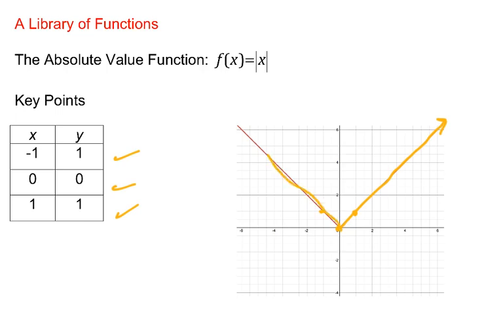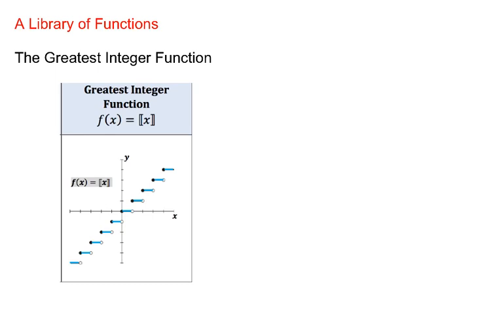Now, the graphs we've looked at so far are the main members of my library of functions that I want to talk about. There is one more that's rather peculiar, and I want to look at this one. It's called the greatest integer function, and I'm handling this one a little bit differently. I'm going to talk about what it means, and then we're just going to look at the graph more quickly. We're not going to spend a lot of time on this one.